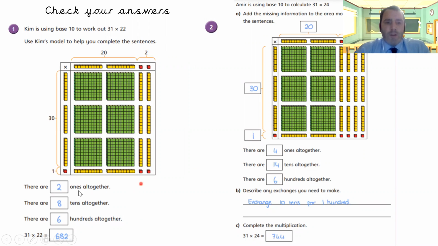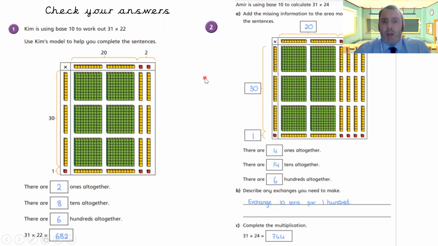So we're going to look for the ones first. They're down here in the bottom corner. So we've got 2 ones. The next we're going to look for is the 10s. So I've got 1, 2, 3, 4, 5, 6, 7, 8 10s. That goes in here. And there are 600s. 1, 2, 3, 4, 5, 600s to give me 682.